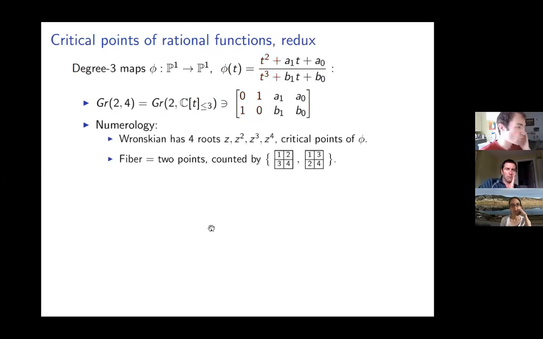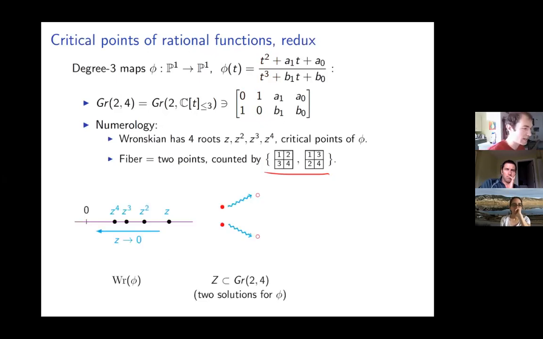Okay, so here's how this problem goes. Numerology: there are 4 roots, just like there was plus or minus 1 and plus or minus i in the earlier example. The fiber is counted by standard Young tableaux of shape 2 by 2, and there are just 2 of them. So there are going to be 2 points in the fiber.